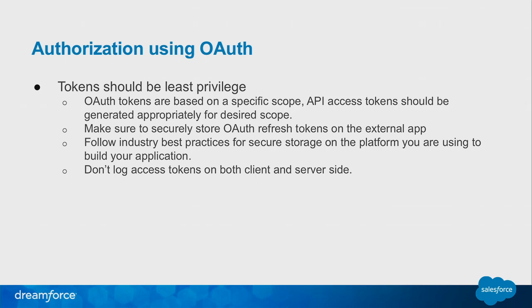Now, when you're doing authorization using OAuth, meaning I need Salesforce data for my app to work, and I want to get an OAuth token, what do I do now? First of all, make sure that the OAuth token you're generating is least privilege. API access tokens should be generated for the desired scope. Now, once you have the OAuth token, what do you do with it? On your end, it's equivalent to having the user's credential. So make sure that you're storing it securely on your external app.